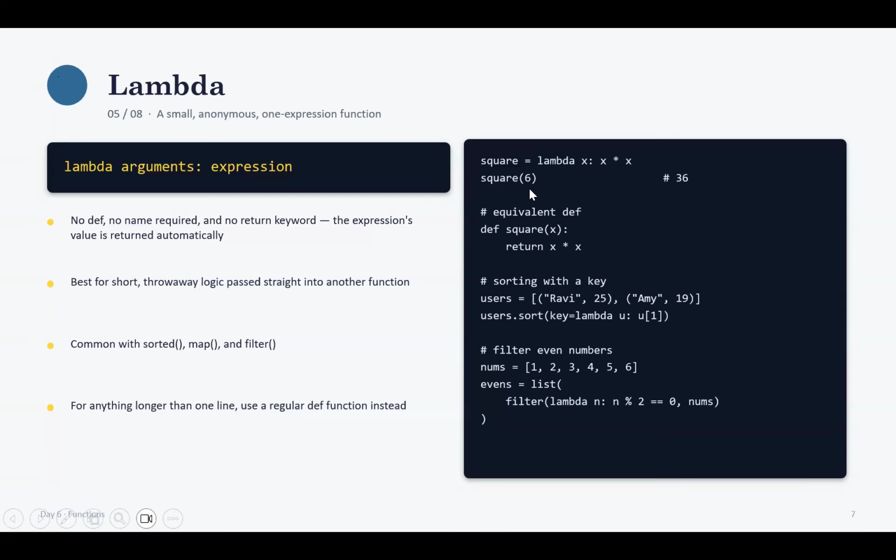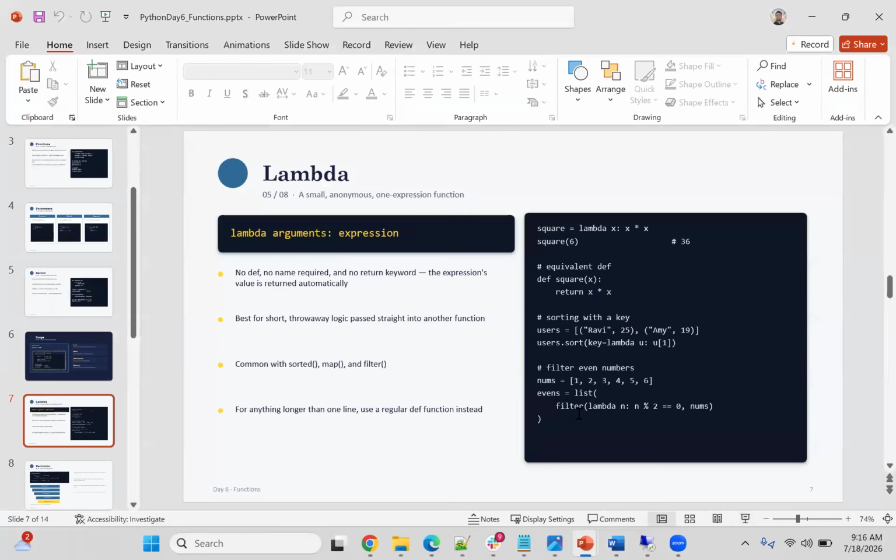So what happened? This lambda function is actually making this square variable a function and storing the value of 6 inside this x, and performing the function right over there in a single line. So the equivalent code you can see in the bottom one. Okay, let's see this part. Yeah, this one.